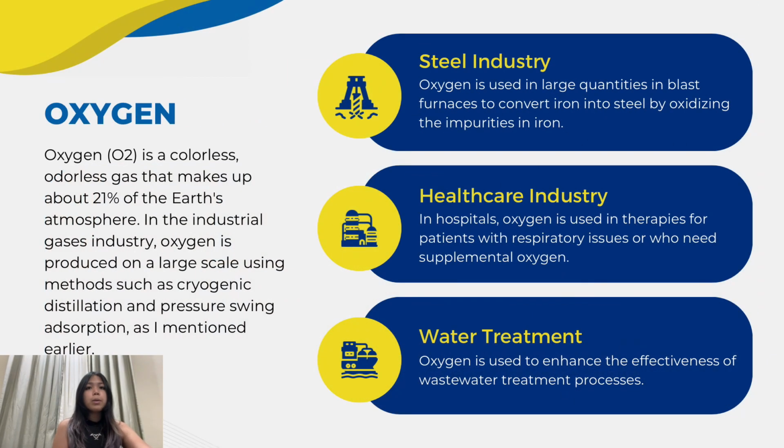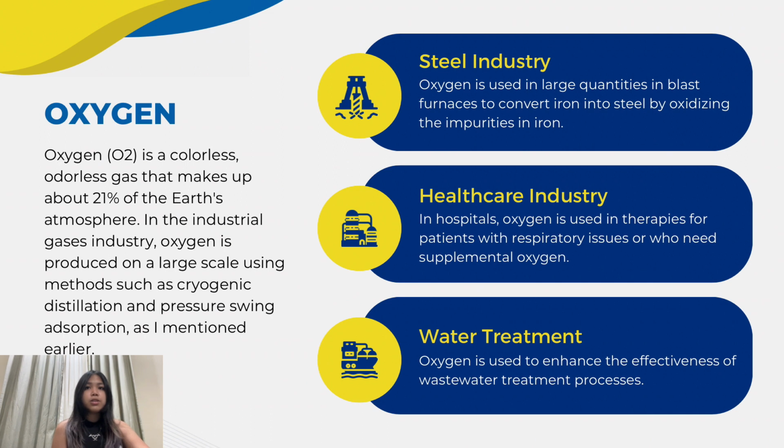So, one of the most common products in the industry is oxygen. What is oxygen? Oxygen is a colorless, odorless gas that makes up about 21% of the Earth's atmosphere. It's essential for life as we know it because it's used in the respiration processes of many organisms. In the industrial gases industry, oxygen is produced on a large scale using methods such as cryogenic distillation and pressure swing adsorption, as I mentioned earlier. Now, onto its industrial uses.